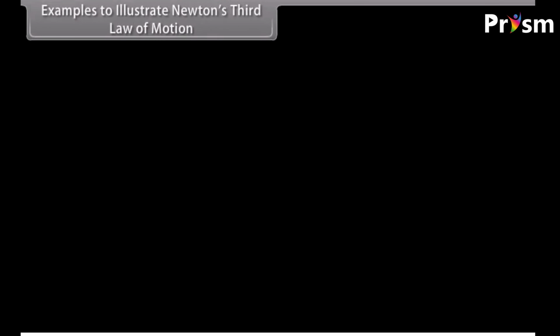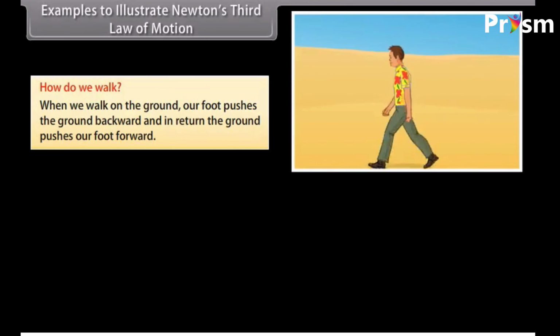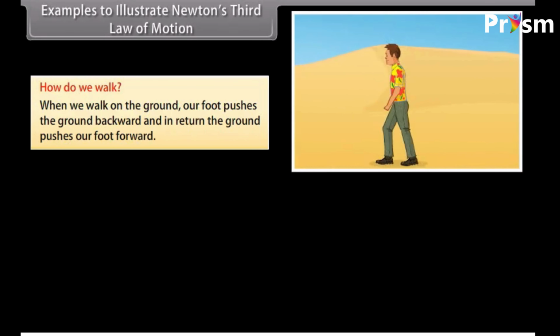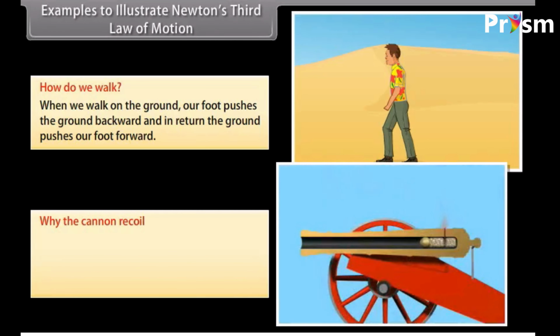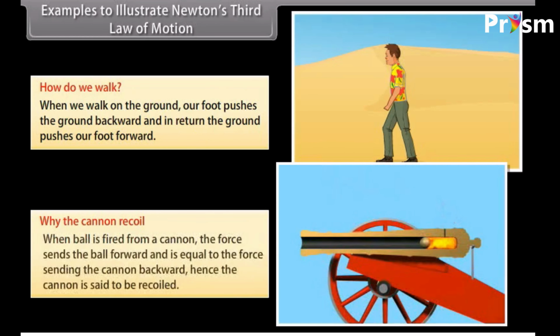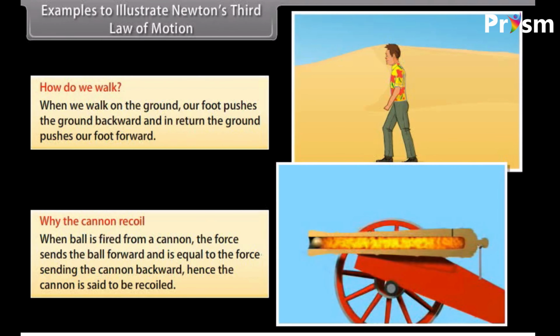Examples to illustrate Newton's third law of motion. How do we walk? When we walk on the ground, our foot pushes the ground backward, and in return, the ground pushes our foot forward. Why does the cannon recoil? When a ball is fired from a cannon, the force sending the ball forward is equal to the force sending the cannon backward, hence the cannon is said to recoil.